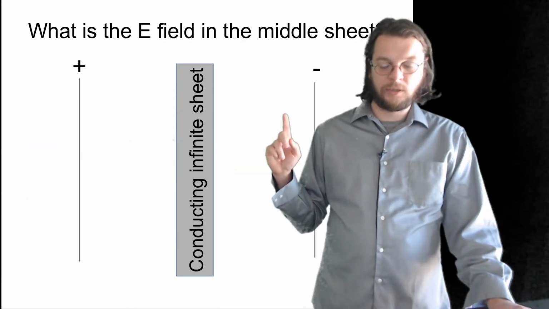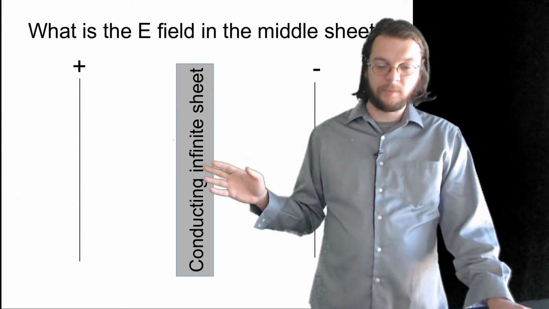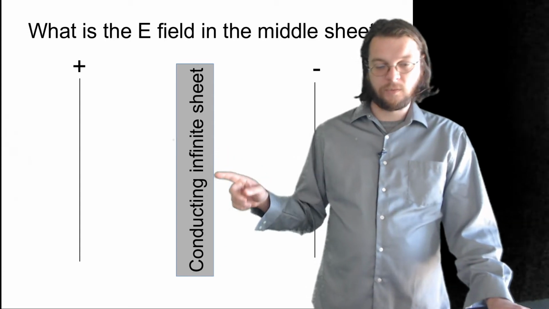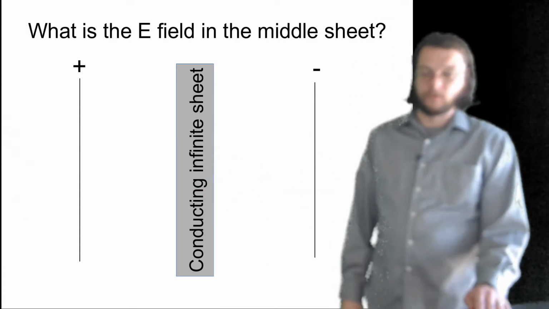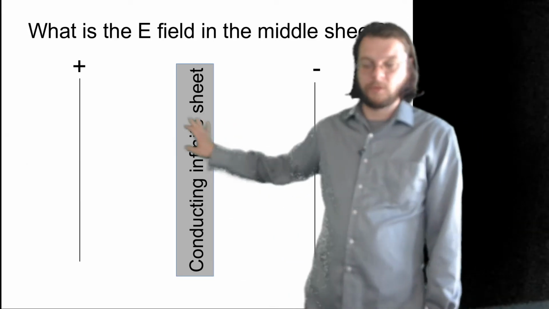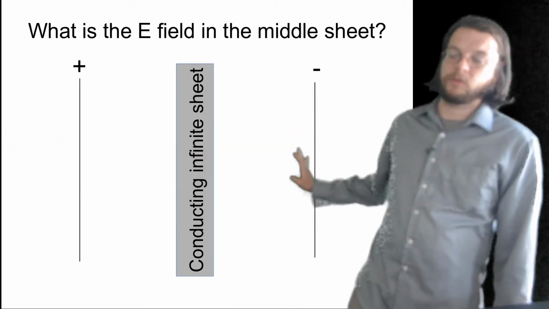But if you put two sheets together, and then you put another piece of metal in between them, the question is, what is the electric field in the middle of the sheet? So again, this is a piece of metal in between. This is a charged up piece of metal here. This is a charged up piece of metal here.